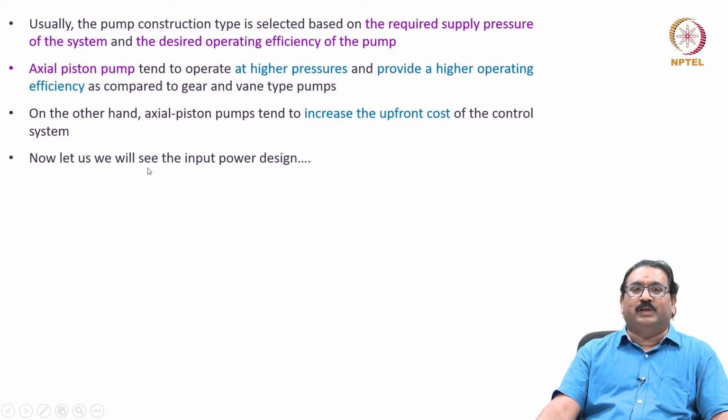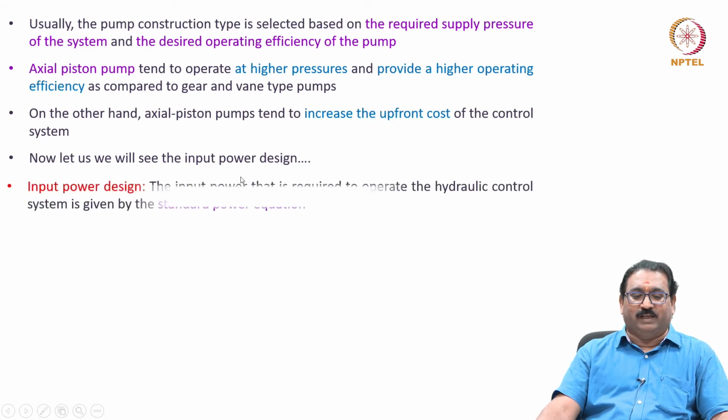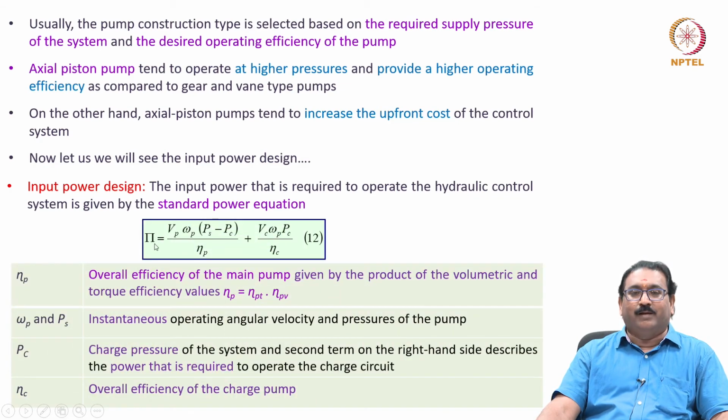Now, let us see the input power design. The input power that is required to operate the hydraulic system is given by the standard power equation as Pi equals Vp omega p into Ps minus Pc by nu p, plus Vc omega p Pc by nu C.